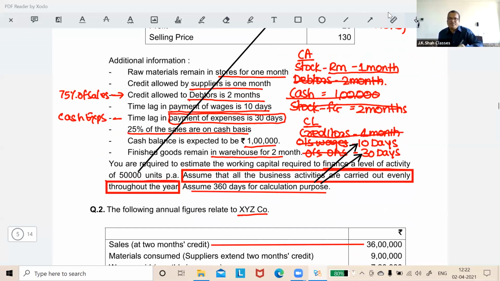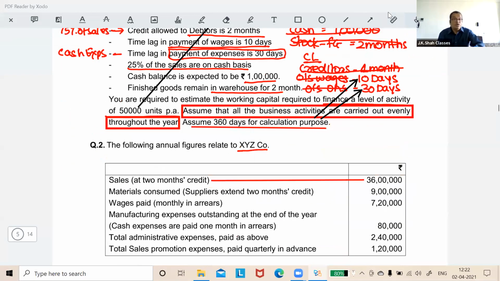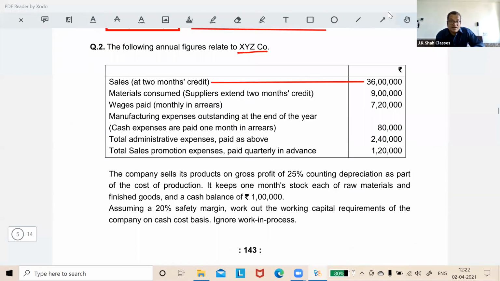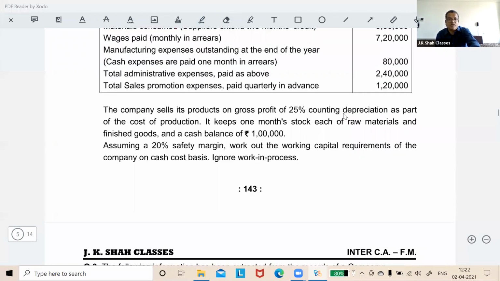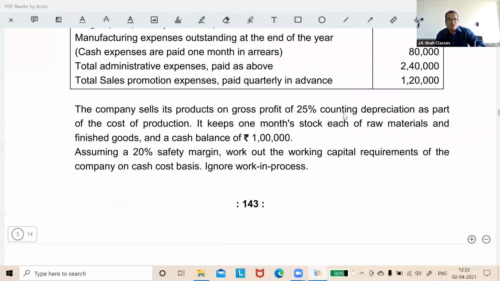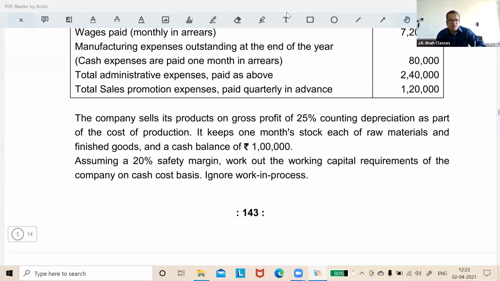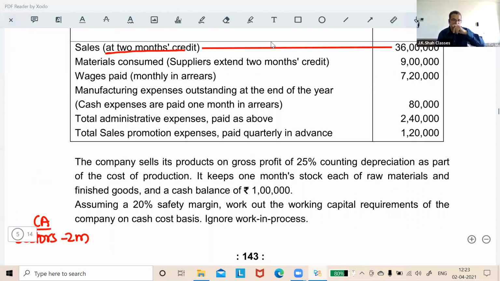Sales is how much? 36 lakh. Okay, fine. What is written in the bracket? That it is at 2 months credit. Oh, means we are getting some information over here that whatever sales is done, it is done at 2 months credit. So when I'm going to write my current assets, I'm going to take debtors 2 months. Understood? Okay. Yeah. So let's move to the next point.